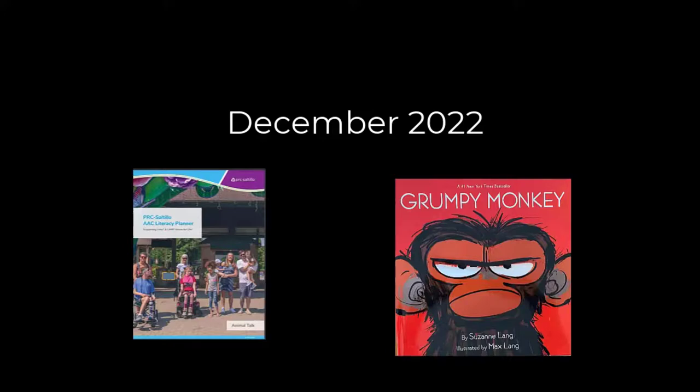Welcome to this month's Read Aloud story from the PRC-Saltillo AAC Literacy Planner. This month's story is called Grumpy Monkey, written by Suzanne Lang and illustrated by Max Lang.